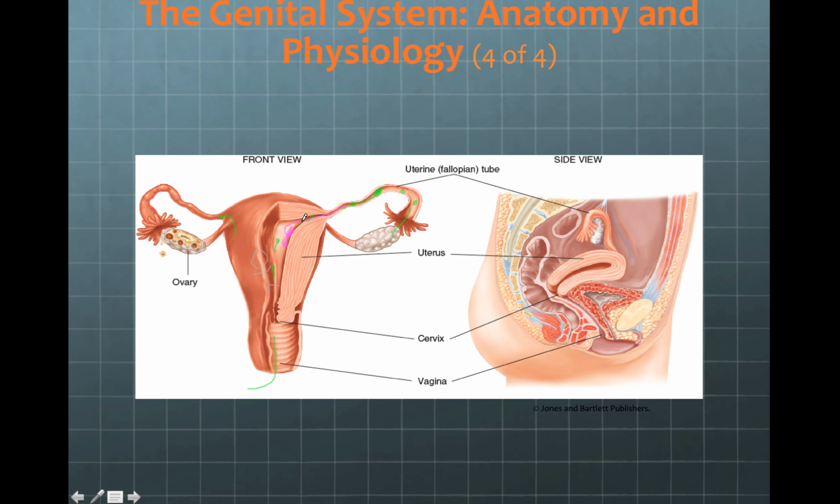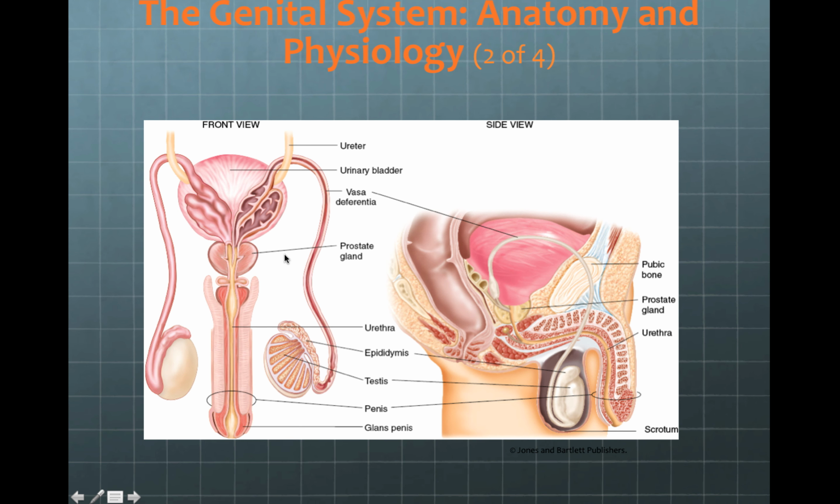And that's basically the down and dirty of it. And of course, we will go over that when we talk about OB and GYN emergencies. And then on the male side, we have a slightly less complicated plumbing system here.